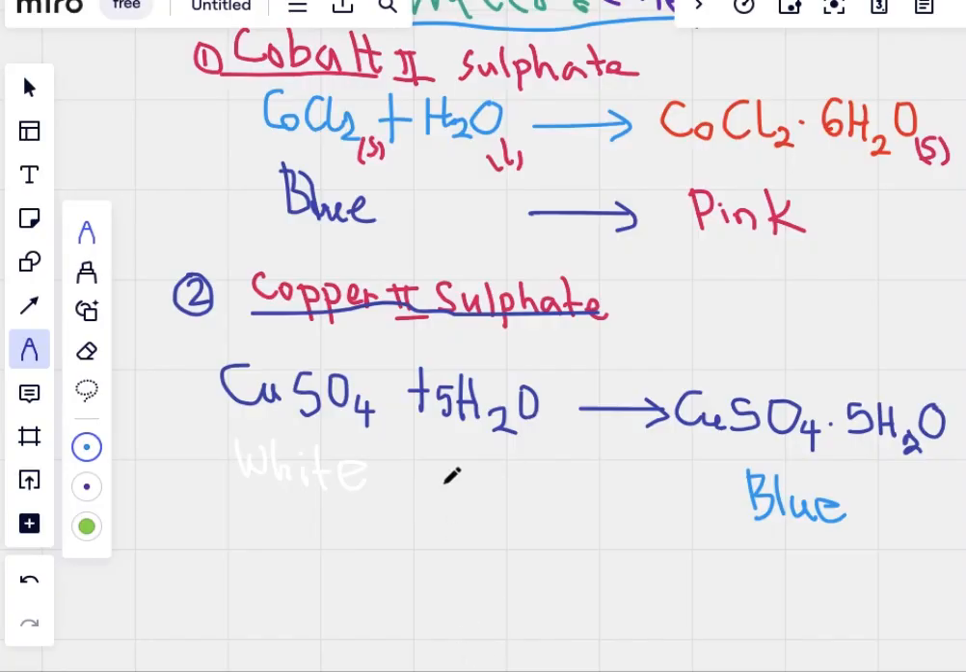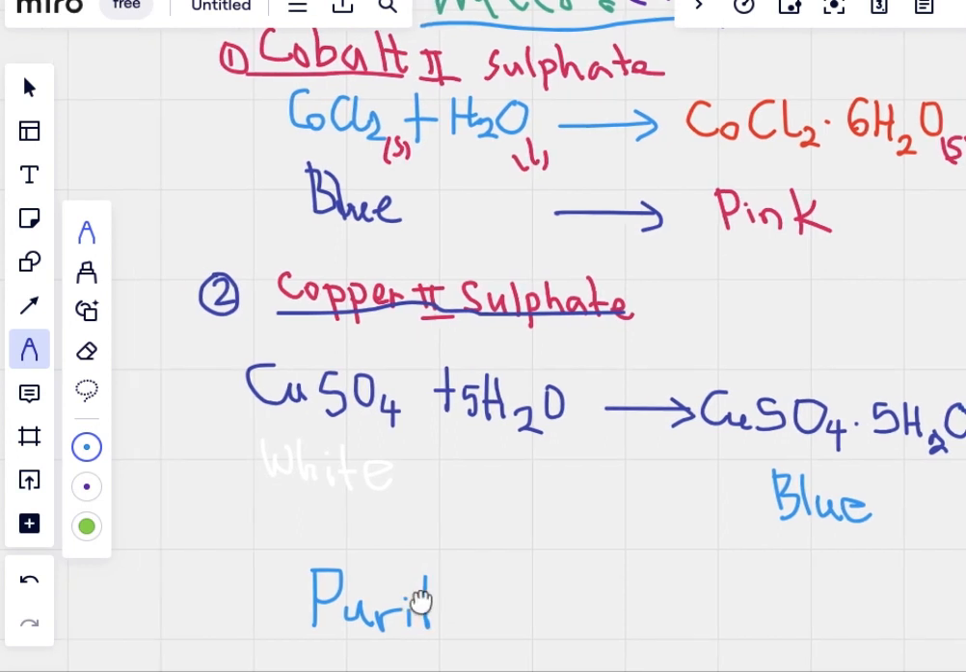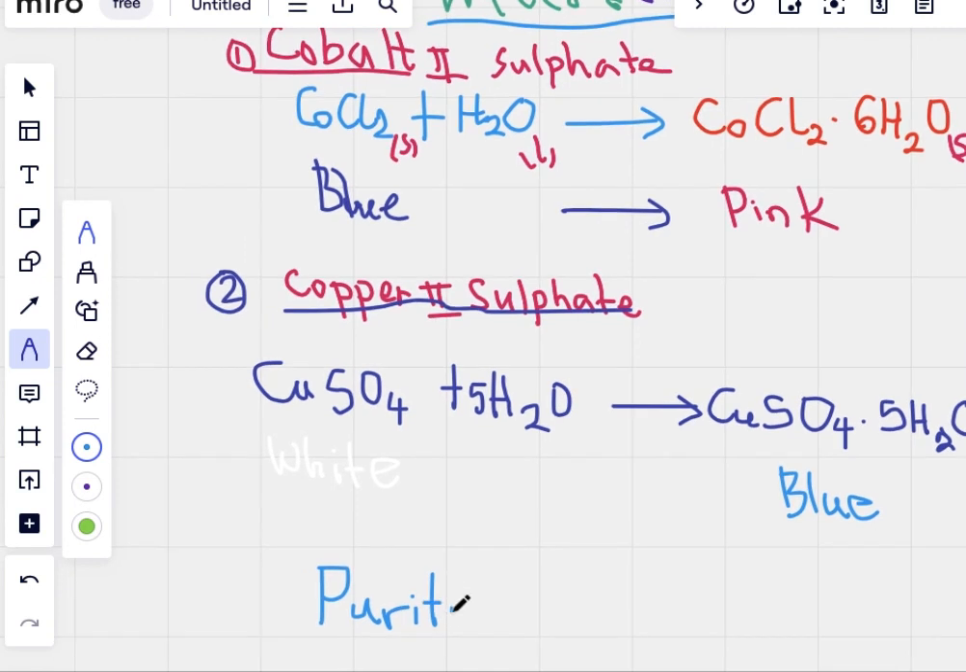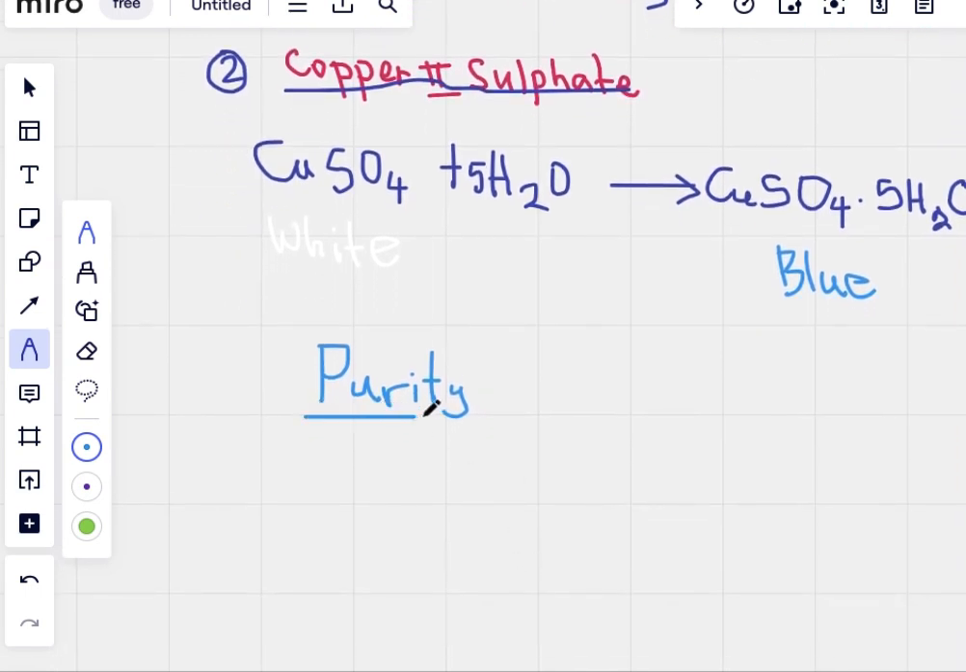When you talk about purity of water, pure water will boil at 100 degrees Celsius, and the ice will melt at 0 degrees Celsius. Test for purity of water.